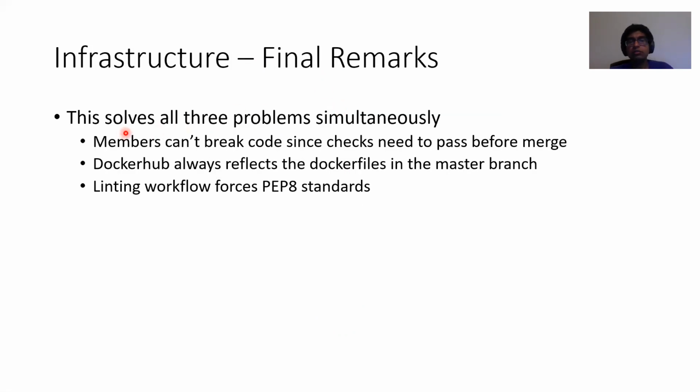All right, so final remarks. So this solves all three problems that I mentioned simultaneously, this sort of infrastructure where members can't break code, since now we have to see that checks have to pass before they merge. Docker Hub reflects the Docker files in the master branch, so now we don't have to worry about who's maintaining the Docker files. If simulation does not need to push their stuff, if they make a modification, I don't need to push. It all happens via GitHub Actions automatically. So that's problem solved. And then now everything follows Type 8 standards. So all of our code is in theory supposed to be with good formatting, and readability should be simple.